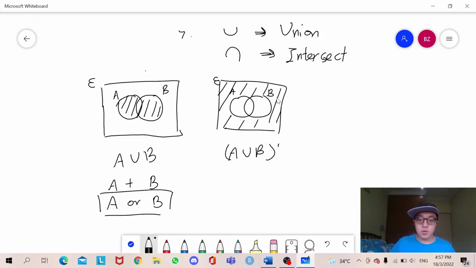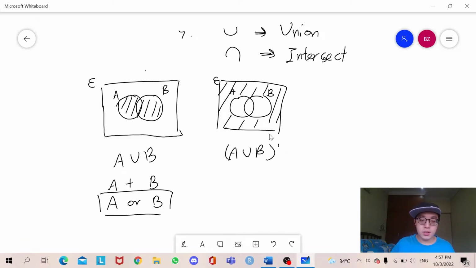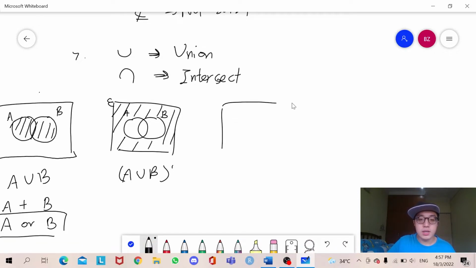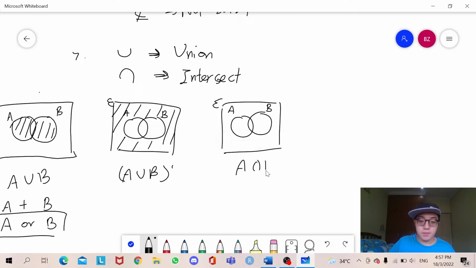Okay, the next thing is the intersect one. What is intersect? Intersect means it's A and B. When we are talking about A and B, it's talking about what A has and what B has. So it's referring to the one in the middle here. So this is called A and B.